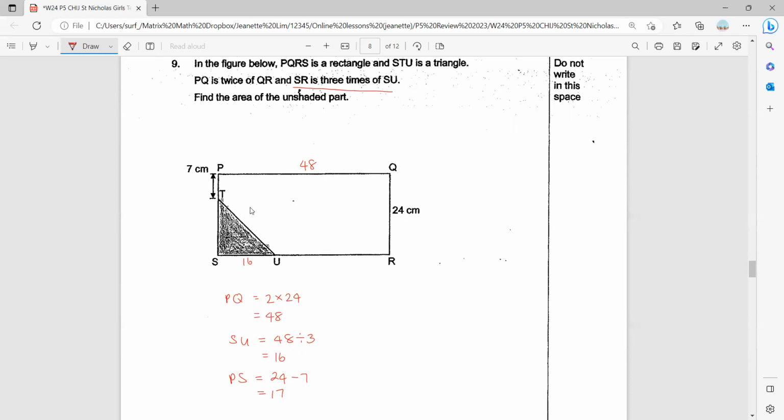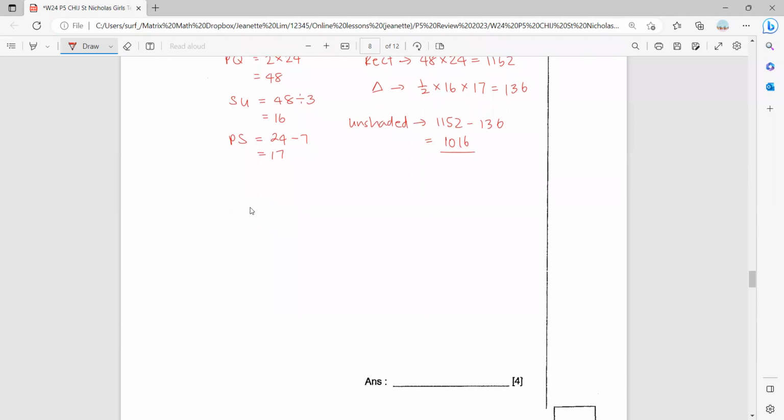Okay, so the rectangle will be 48 times 24, 1152. Then the triangle, half times base times height, which is 136. So your unshaded area will be the rectangle minus the triangle. So this will give us 1016 square cm.